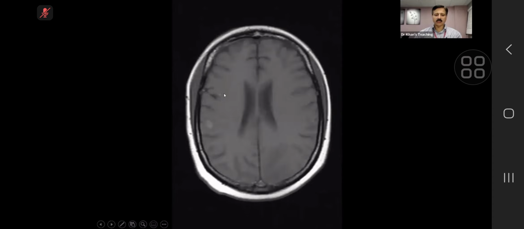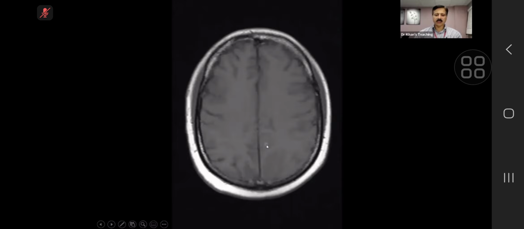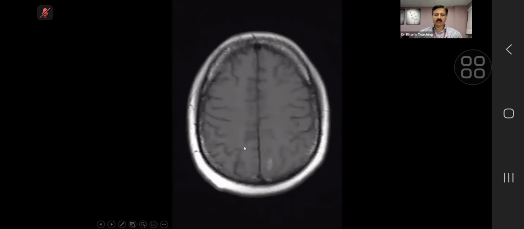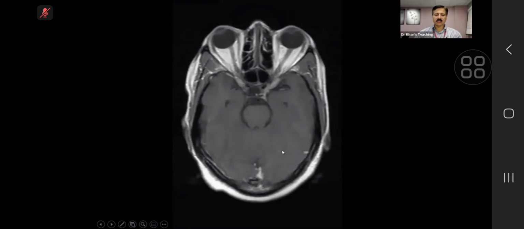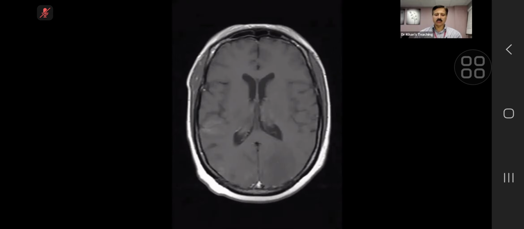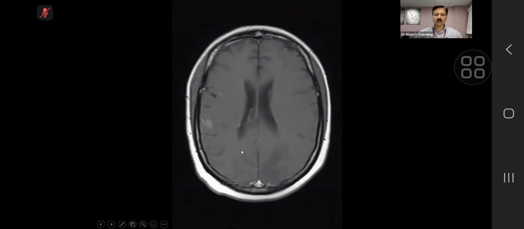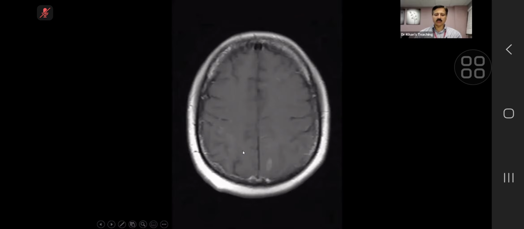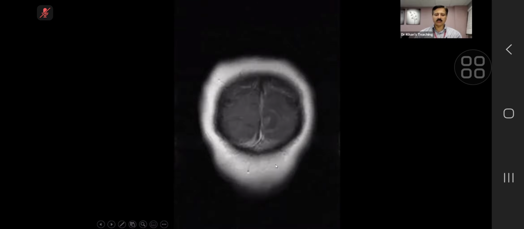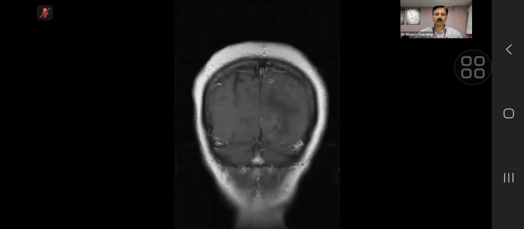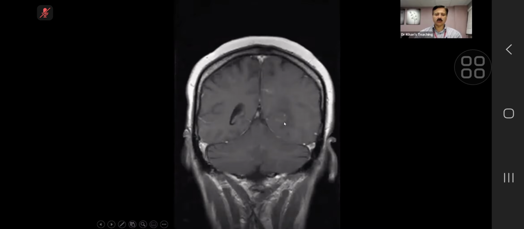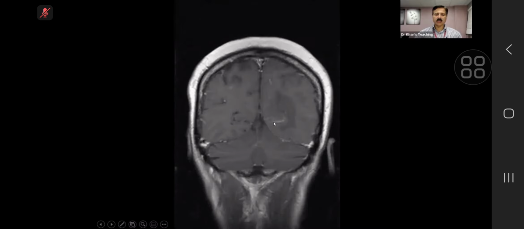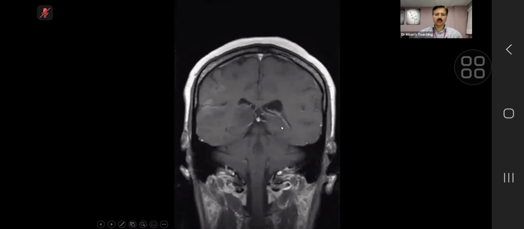Again here, and here, and again here, and again here. So these are melanoma metastases, and in contrast, a lot of enhancement around it, and leptomeningeal enhancement and things like that. So this was on a coronal sequence. How does it look, and how is it going into the various regions.